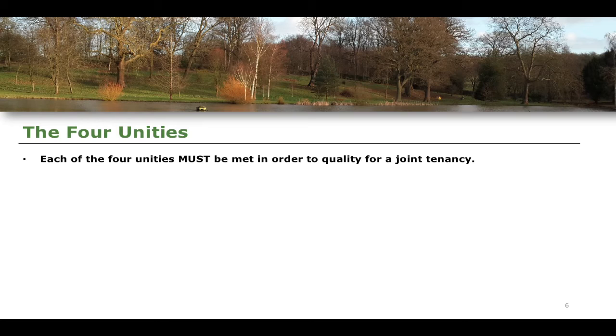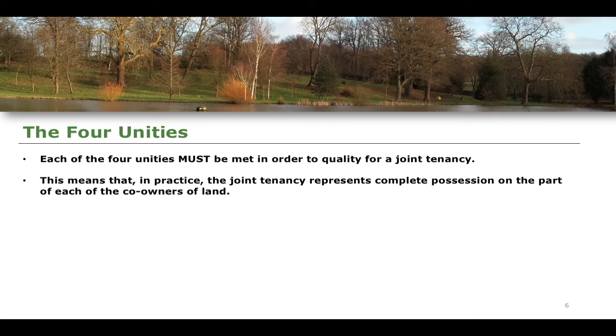In order for there to be a joint tenancy, in order for there to be the satisfaction of a joint tenancy, you must have met the four unities. And it also means that in practice, the joint tenancy represents the complete possession on the part of each of the co-owners of land. Each of the co-owners represents a complete possession as a single unit. Despite the fact that they are individual people, they represent in law a single unit.